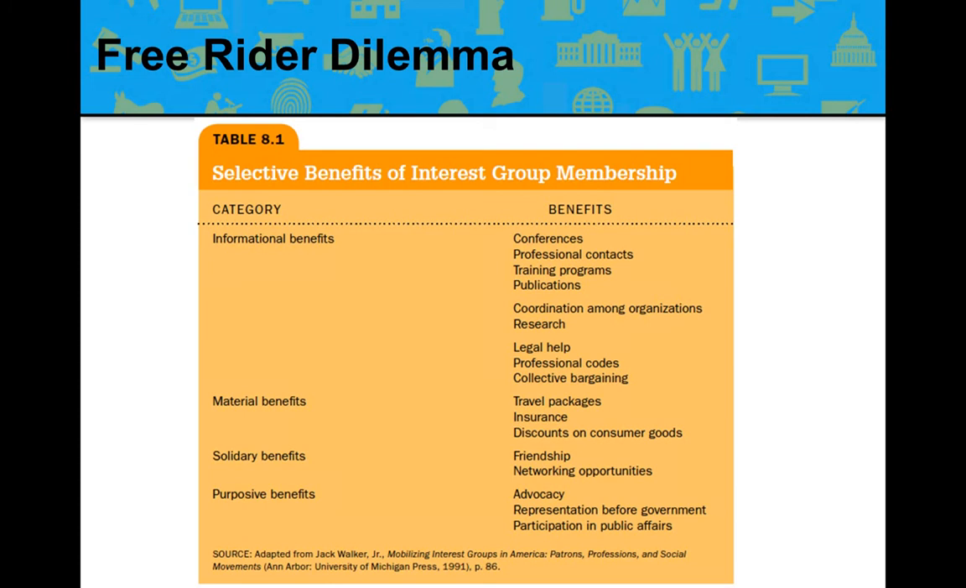So there's friendship, networking opportunities. And then there's a purposive benefit where they will be an advocate on behalf of you in government. So this is where they're going to be your advocate. They're going to represent you before the government, usually through their political action committee, their PAC. And they'll participate in public affairs on your behalf. So those are different ways to overcome the free rider problem.